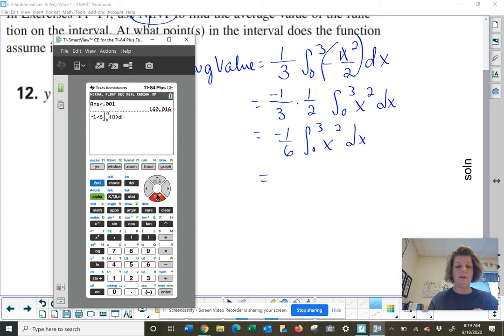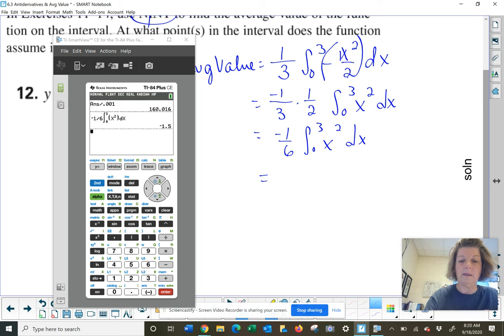Yeah, I'm sorry, I'm using arrows on my keyboard and that doesn't always work for the calculator. Next, I need the arrow to the right. Now, x squared. So x squared, sorry guys, and then x. Enter. I get negative 1.5. Oh, that was a nice answer, wasn't it? Negative 1.5 is our average value.